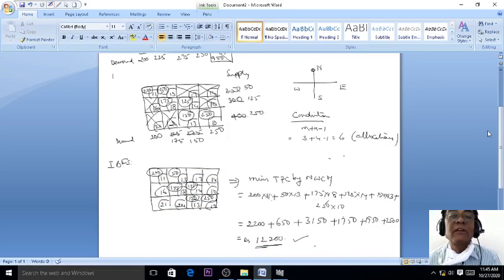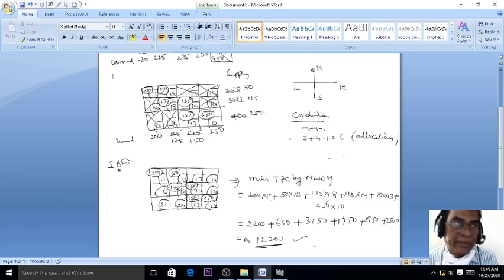Once you get all this, next come to the condition. What is the condition here? m plus n minus 1, where m is the number of rows, n is the number of columns. So 3 plus 4 minus 1, that's 6 allocations. 6 allocations means 6 ringed values should be present in the problem. Check here: 200, 1, 2, 3, 4, 5, 6. It indicates your problem is in the correct position.